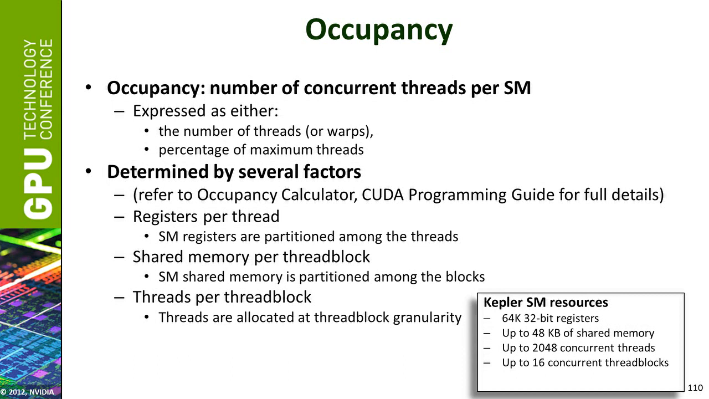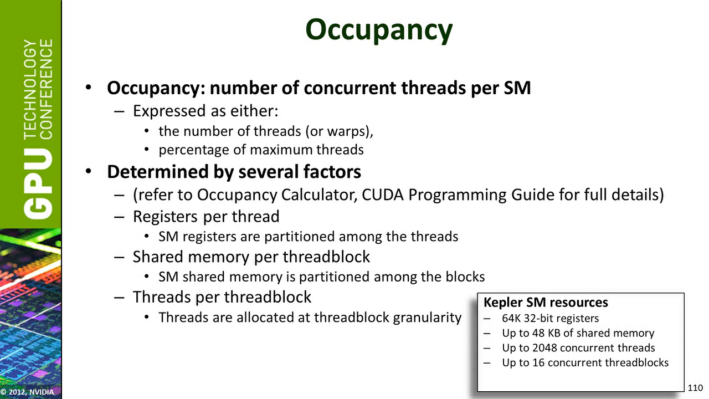But the main things are the resources. Each thread consumes some number of registers as determined by the code, and there are only so many registers in an SM. If we look at a Kepler SM, there are 64K 32-bit registers, and they have to get partitioned across the threads that run at the same time. Shared memory is another resource. That's allocated per thread block, but you have up to 48 kilobytes of shared memory, and it's going to get partitioned among the thread blocks that run at the same time on the SM.